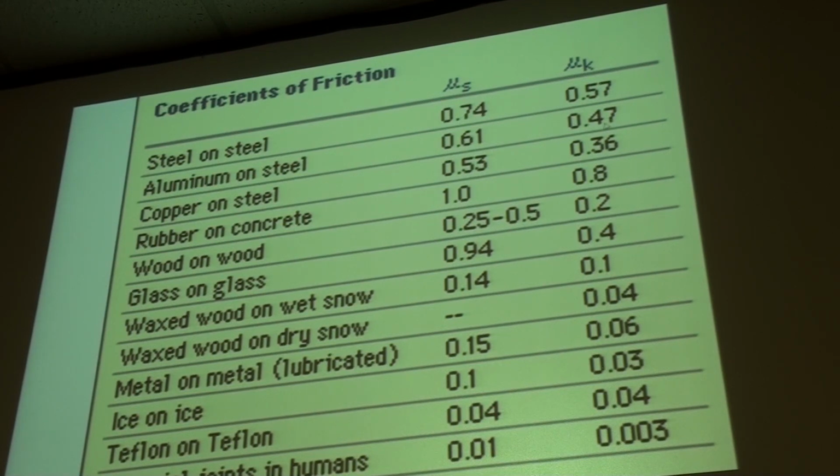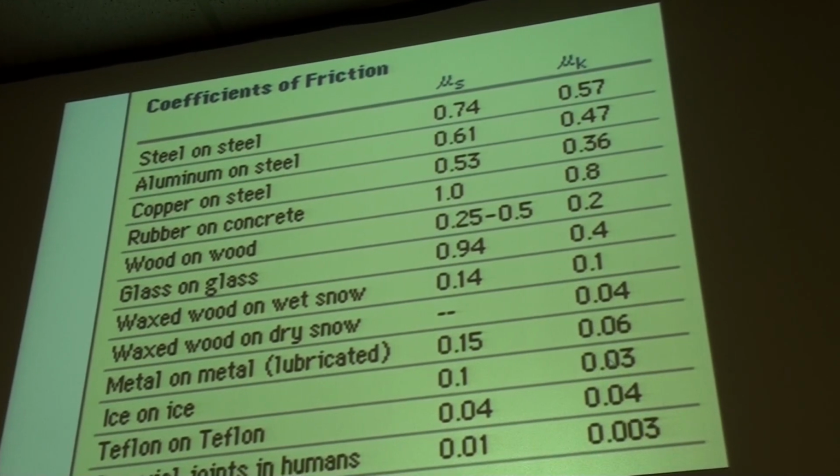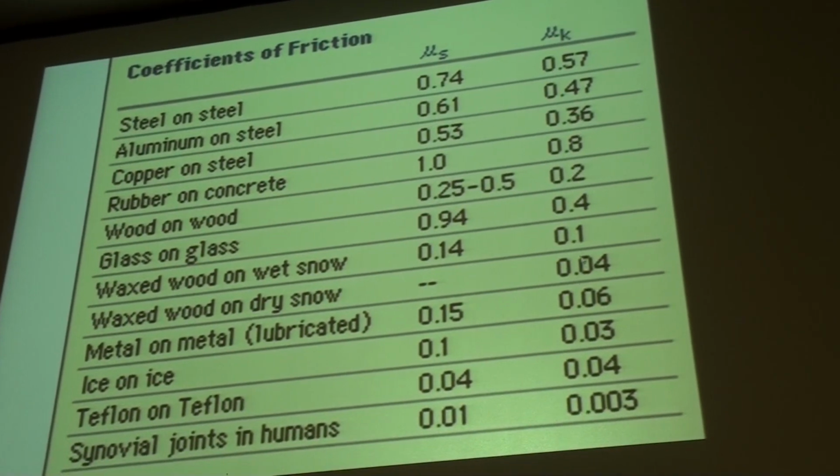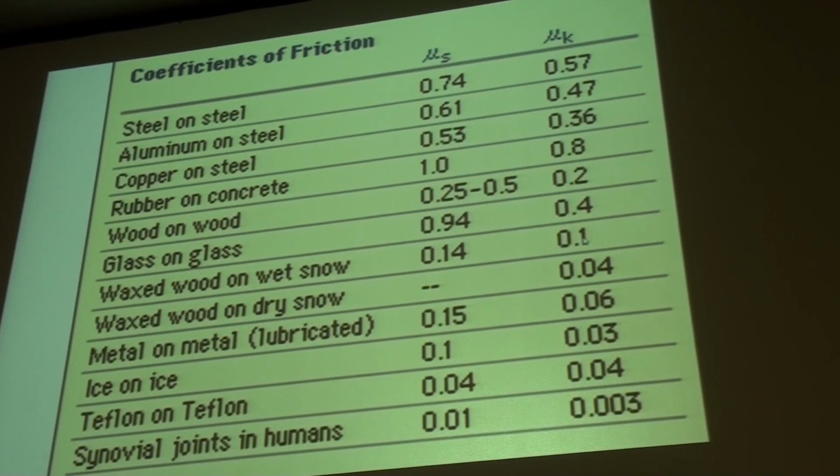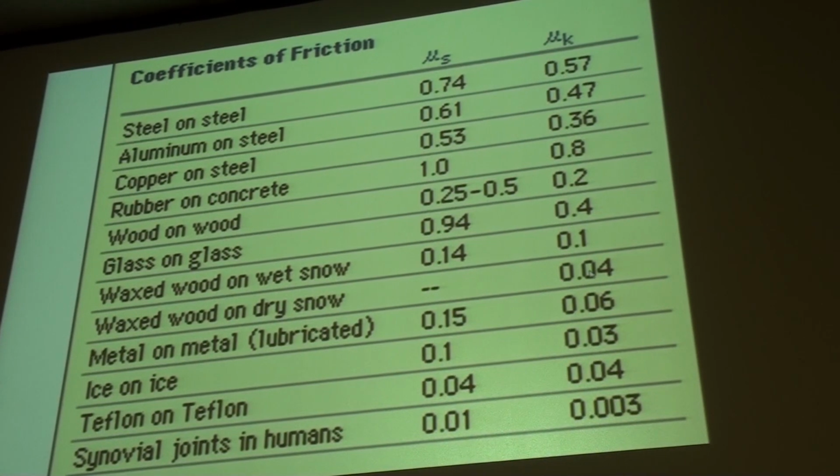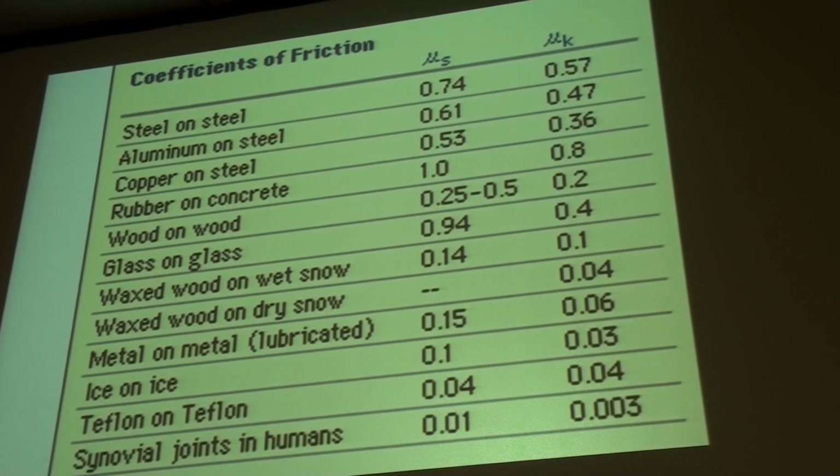And so aluminum on steel, then it'd be 0.47, steel on steel, 0.57. But then you get to ice on ice, okay, that'd be 0.03. Waxed wood on wet snow, 0.1. Waxed wood on dry snow, 0.04. Okay, so when you're skiing then, you don't have a lot of friction to deal with, and that's why you're able to get going pretty fast on the ski slopes. Wood on wood would be around 0.2.